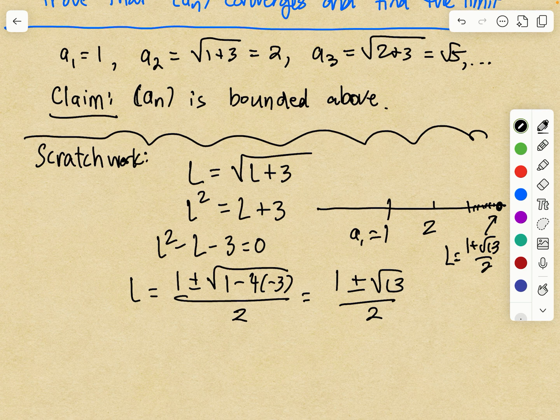We could try to show that the a_i's are bounded above by that, but since that number is hard to work with, let's just work with a bigger number. Let's just work with the bound 3, right? 1 plus root 13 over 2 is less than 3. So let's just try showing that the sequence a_n is bounded above by 3. Okay, I'm going to erase the scratch work, and then we can go to the proof.